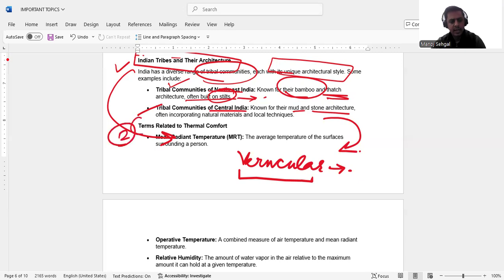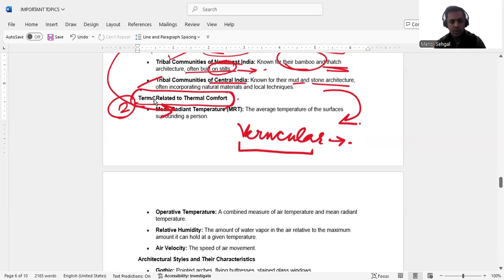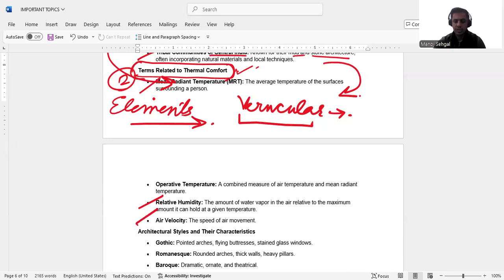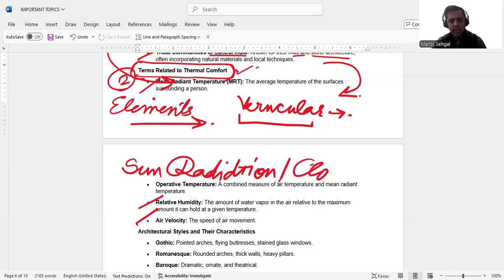Moving on, the second case would definitely be thermal theories that are related to the comfort of the human body, or basically the theories that help us understand the basics of thermal comfort. Some of the elements are very definitive to be learned. For example, mean radiant temperature could be there, or relative humidity could be there. The case of air velocity could be there. Sometimes the calculations of sun radiation, or more importantly, the cloud cover could be there. So these are the various elements that we need to learn about.